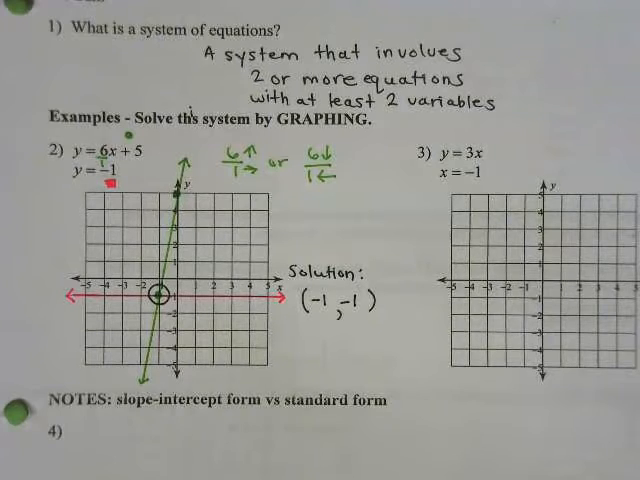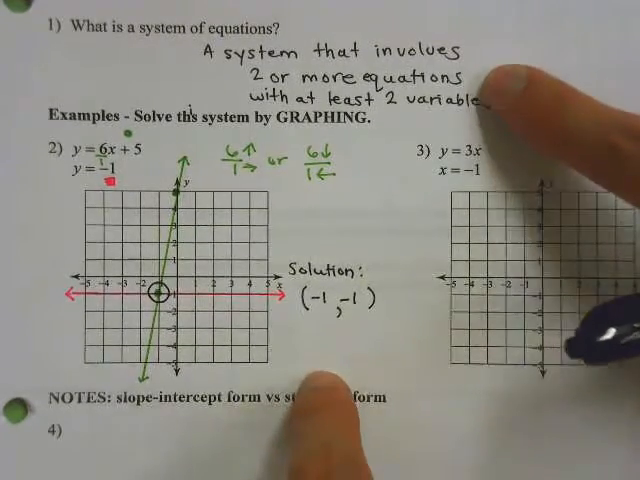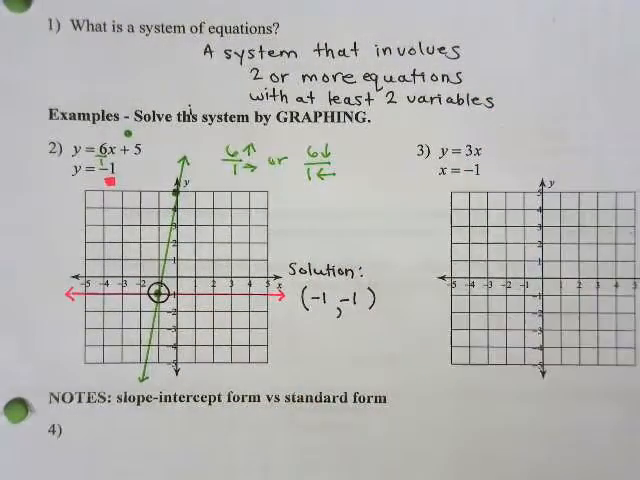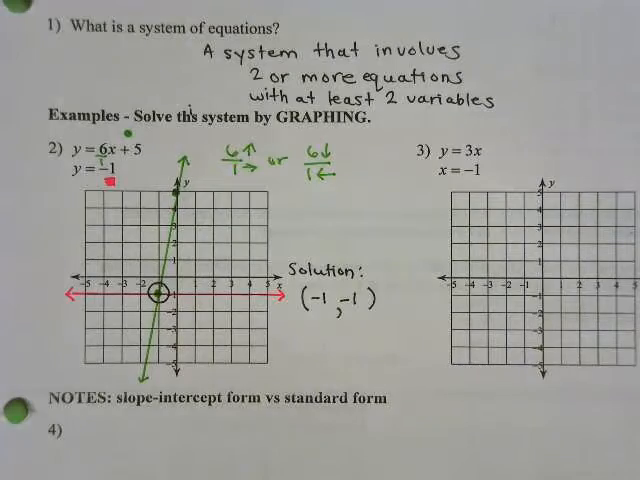So this is what you're really basically doing on this first part of class. You have two equations, a system that involves two or more equations, and you have two variables. So we're trying to see where the lines intersect. That's really the big picture of today.